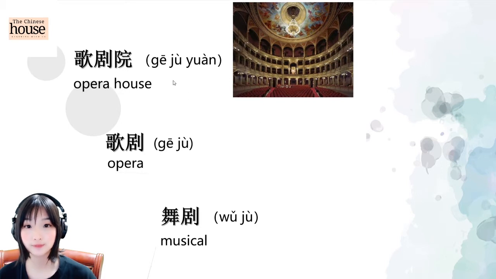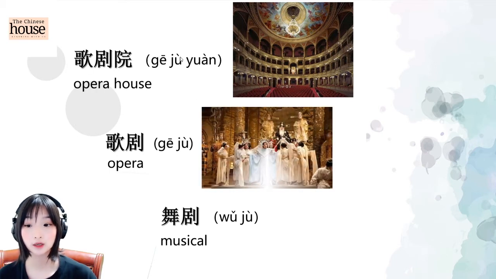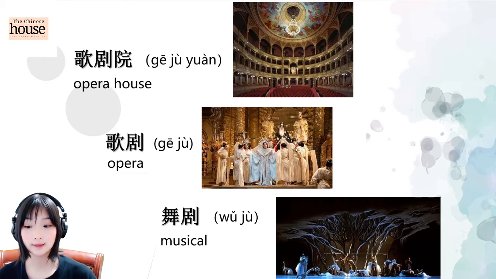And then we have the opera house, 歌剧院. 歌剧, which means opera. 歌, flat tone, 剧, fourth tone. Read after me. 歌剧, 歌剧院. And then musical, 舞剧.